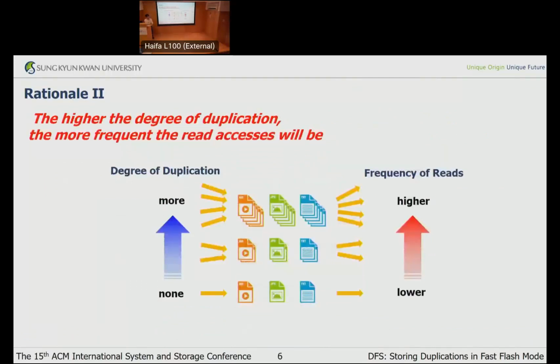Another basis of our research is that the higher the degree of deduplication, the more frequent the read accesses will be. Suppose that every logical page has the same frequency of read accesses. Naturally, the physical page that is mapped from lots of logical pages due to deduplication will be accessed by the read operations to all these logical pages.